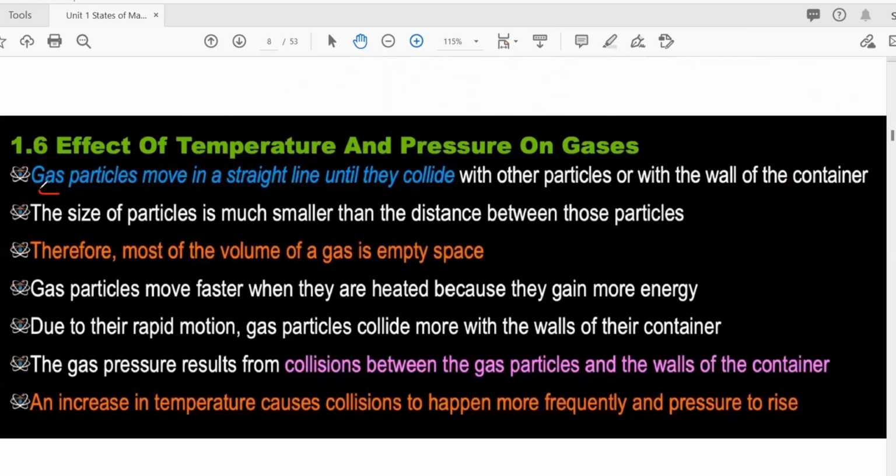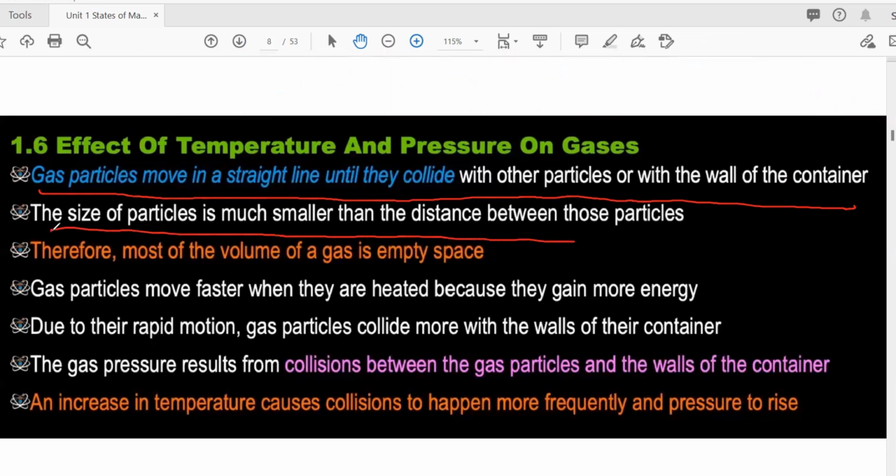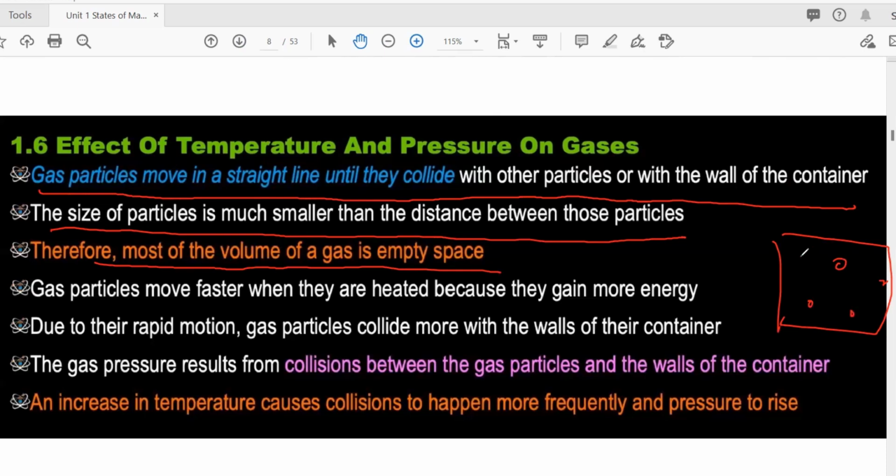We can see now that gas particles move in a straight line until they collide with other particles or with the walls of the container. The size of the particle is much smaller than the distance between these particles. Therefore, most of the volume of the gas is empty. They're saying that in a gas, the particles are away from each other. So this is the total volume of a gas, but most of it is empty.